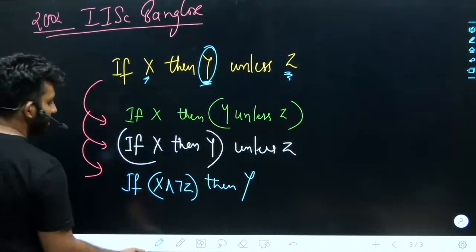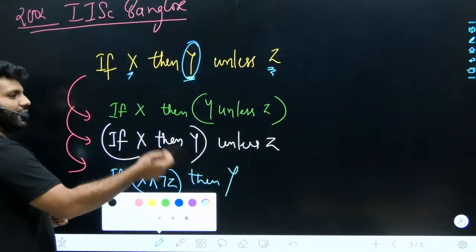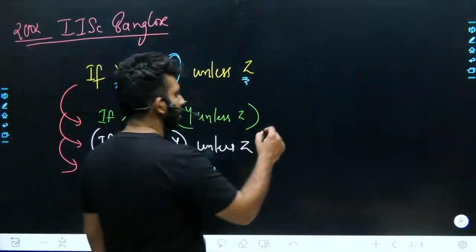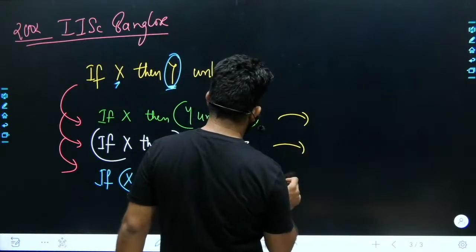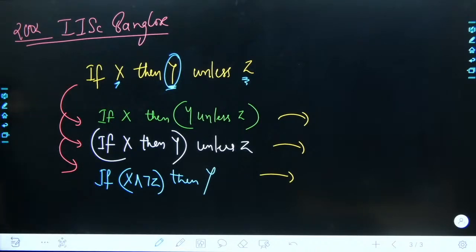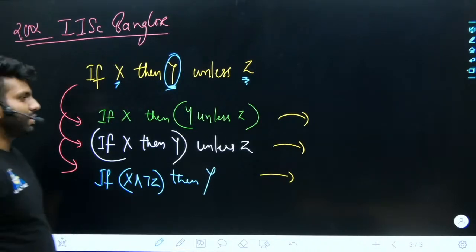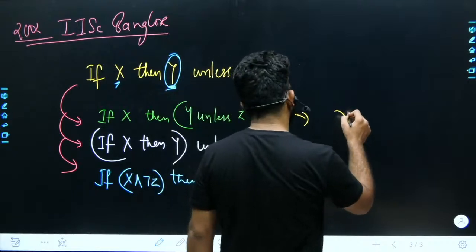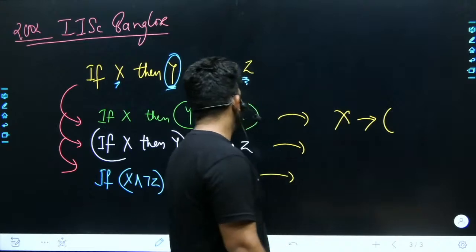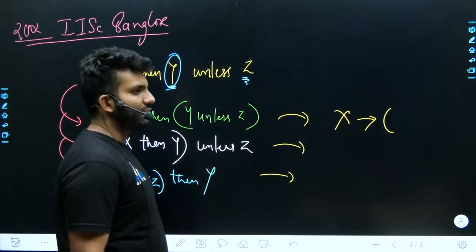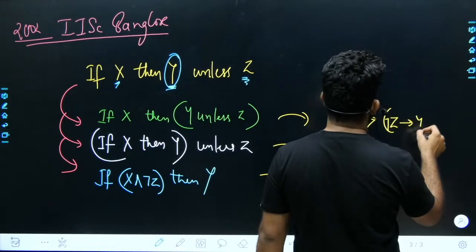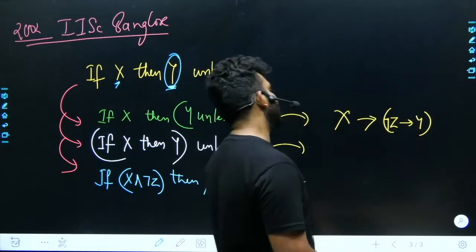So for all of these I can write the corresponding expression. What will be the expression for this particular one? If X then Y unless Z. So that will be X implies, what do I write for this one? What do I write for this? Y unless Z. That means not of Z implies Y. Not of Z implies Y.